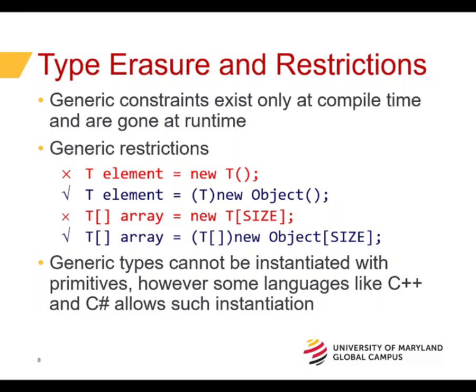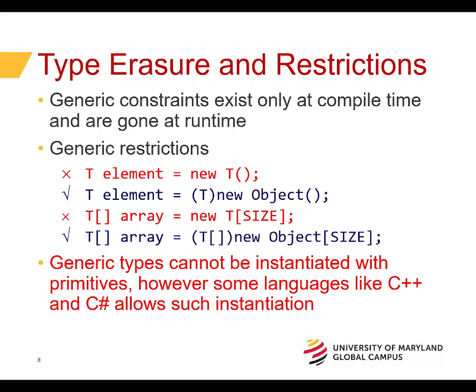There are other consequences of the generic syntax being a later addition to the language. Type erasure is one of them. Type erasure means the generic constraints exist only at compile time and are gone, erased, at runtime. There are also a few restrictions on what is allowed with generics that are noteworthy. Notice that instantiating a single object or an array of objects of a generic type parameter are not permitted unless a typecast is included. The declarations shown in red are invalid, whereas those in blue are permitted.